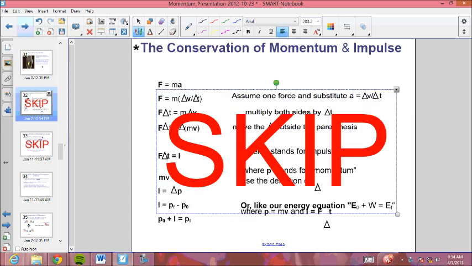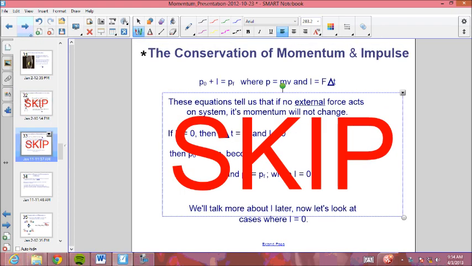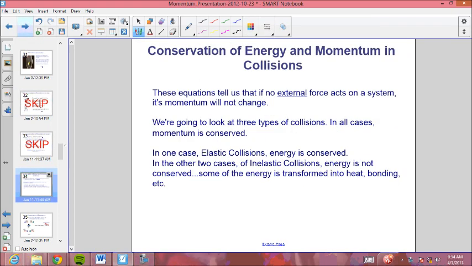We're actually going to skip these next two slides. Basically, those next two slides say that if no external force acts on a system, its momentum won't change. So remember we talked about how momentum was conserved.